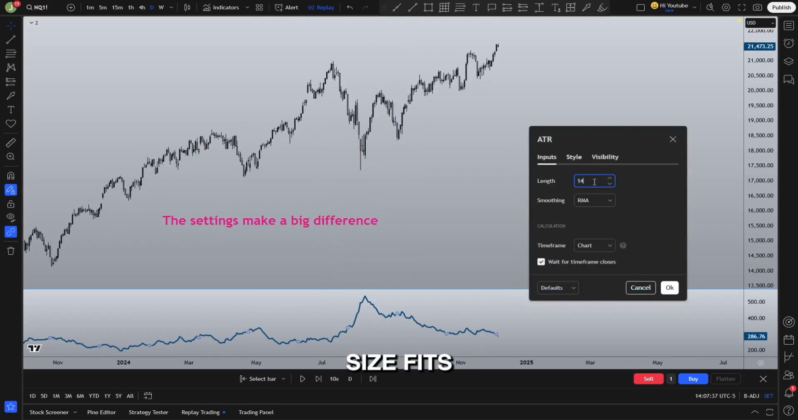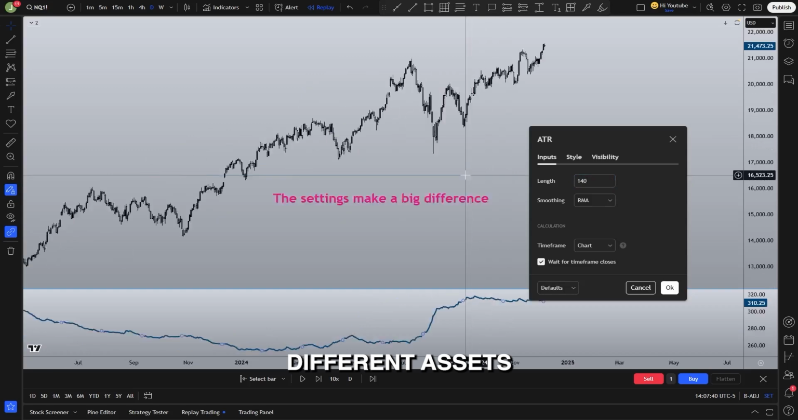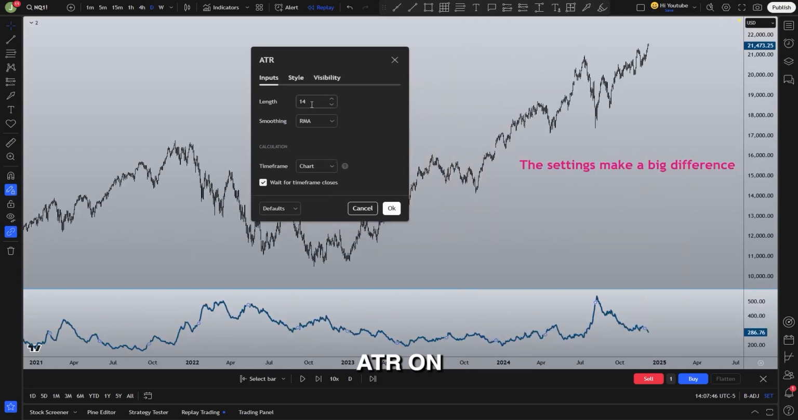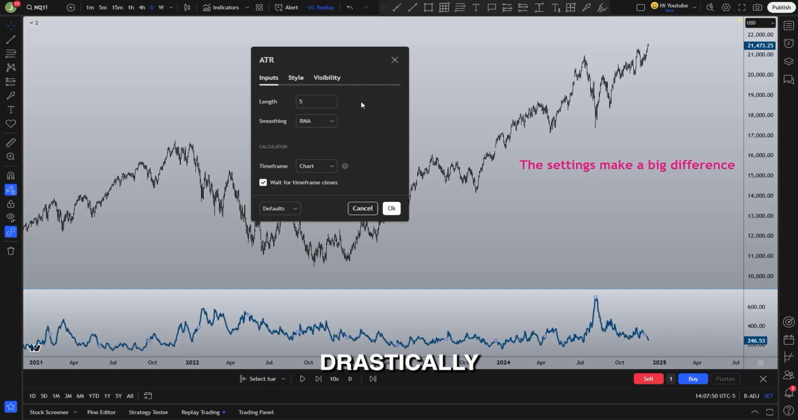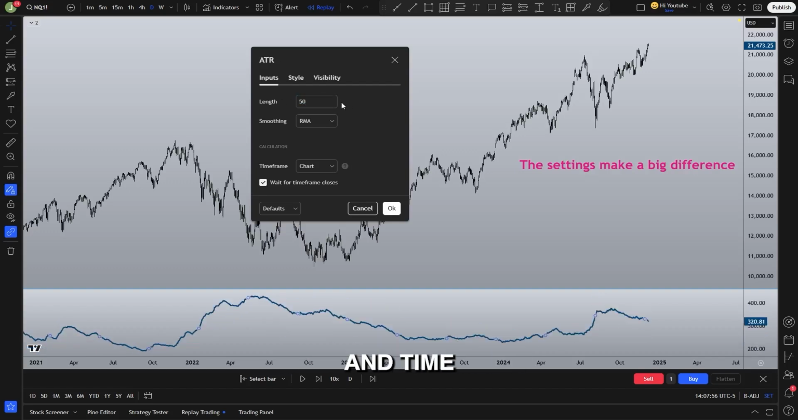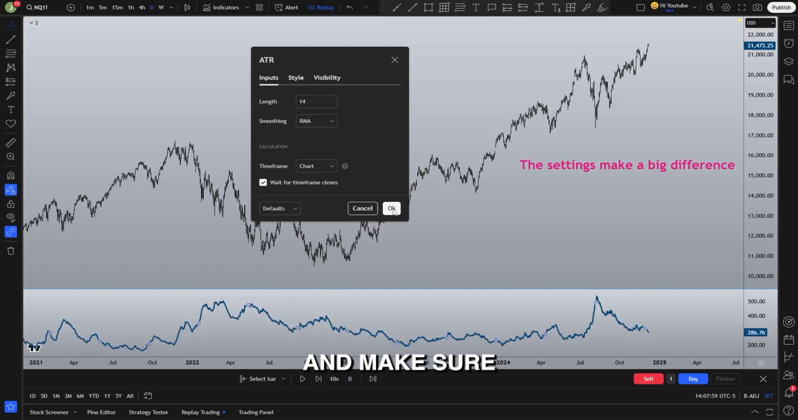Lastly, one size fits all does not work here. Different assets and timeframes have different volatility profiles. A 14-period ATR on the daily chart will behave drastically differently than one on the 5-minute chart. Customize your settings to match the asset and timeframe that you're trading, and make sure to test it.